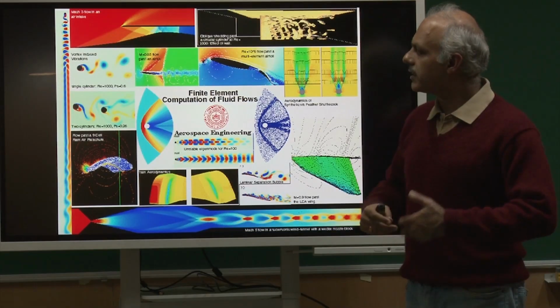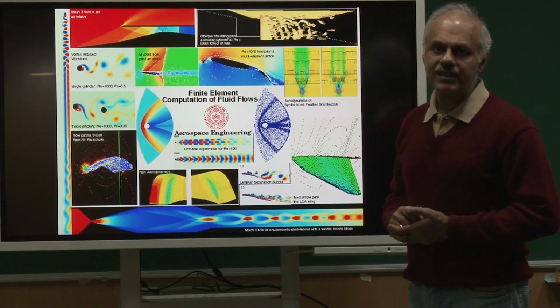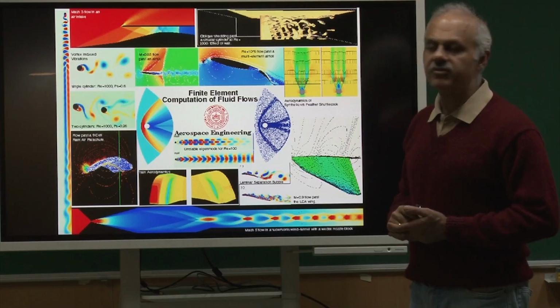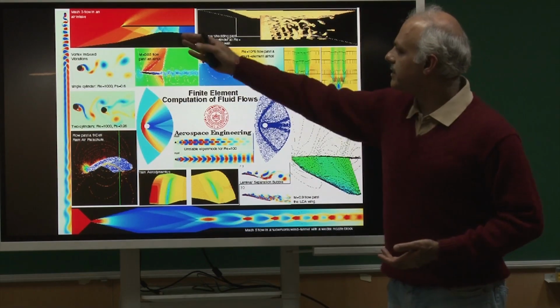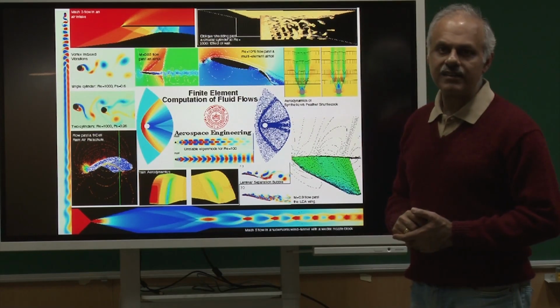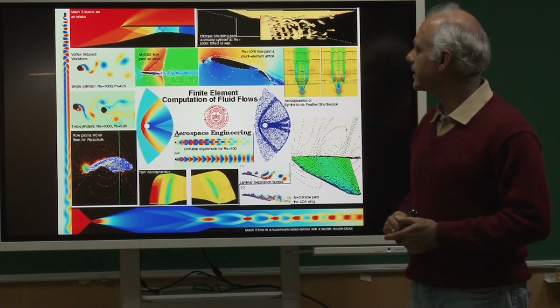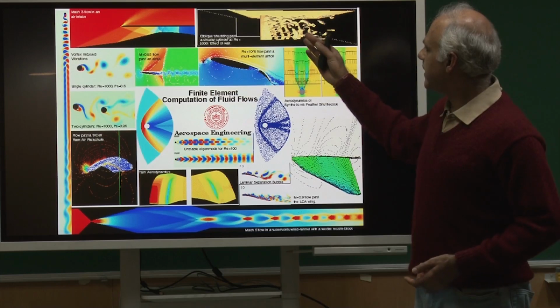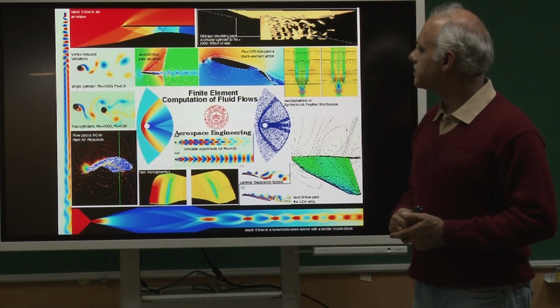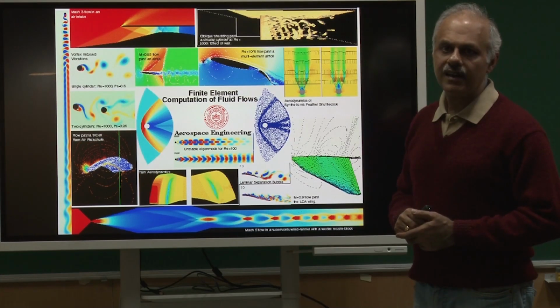So, we want to convert the kinetic energy of the flow into high pressure in an efficient manner. These are some calculations that were done to understand the instabilities that could happen in an air intake. These are some very canonical problems about transition of flow on bluff bodies.